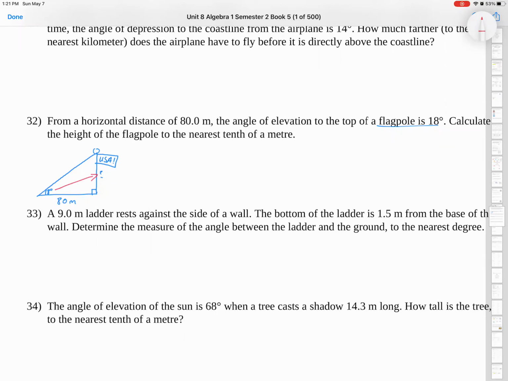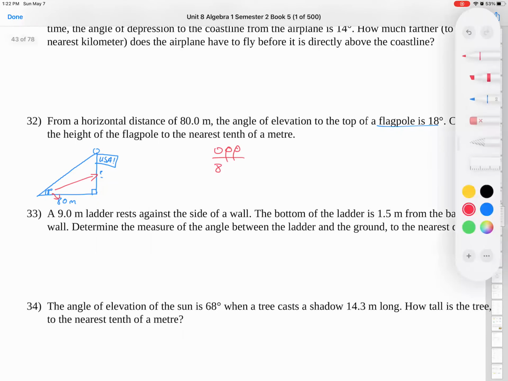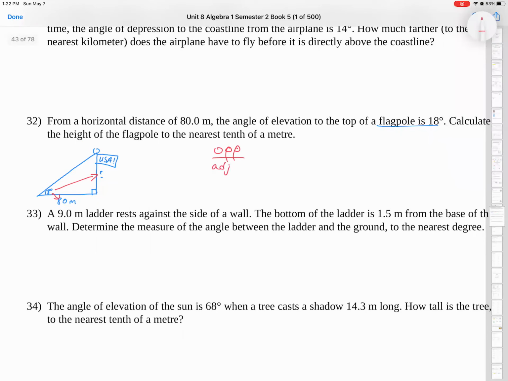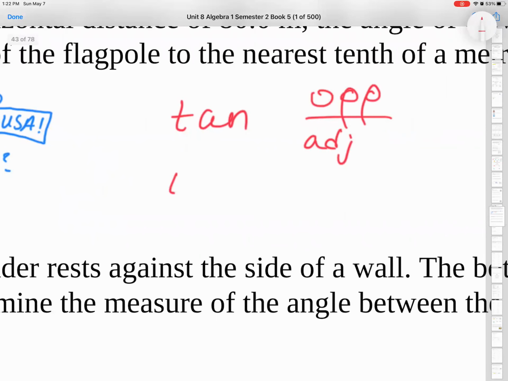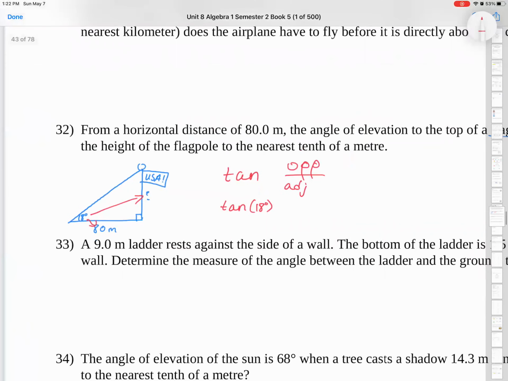Looks like we're dealing with opposite and adjacent. So 80, or adjacent. So opposite and adjacent, boom, we're dealing with our tangent function. And so to set it up, we have the tangent of 18 degrees was that angle measure. Boom, there's our angle. Equals opposite, we don't know. We're going to call him X for the moment. So X over 80, the adjacent. And now there's your equation.